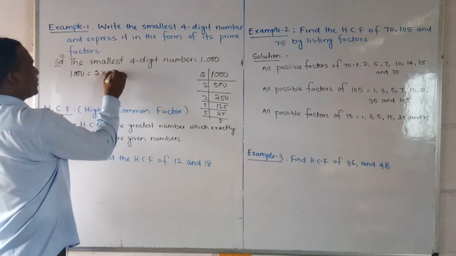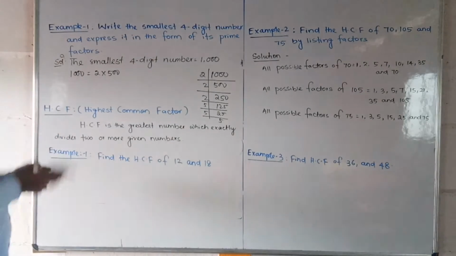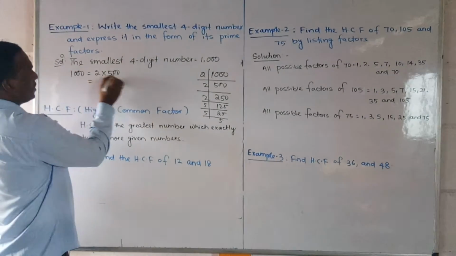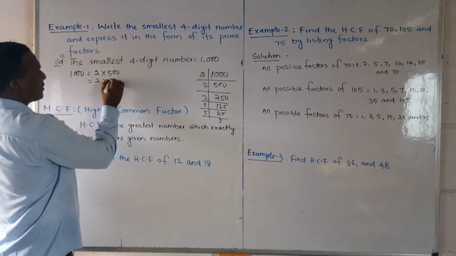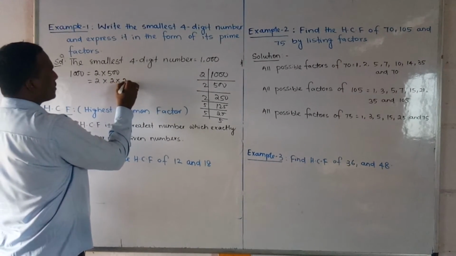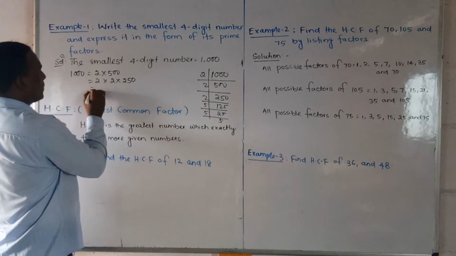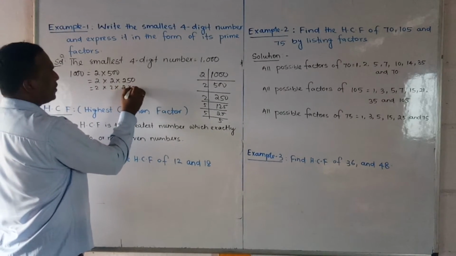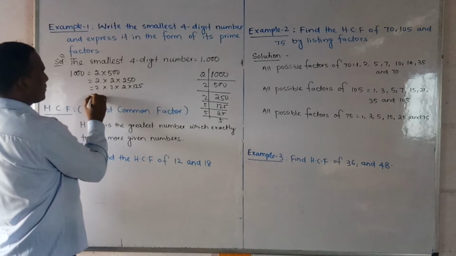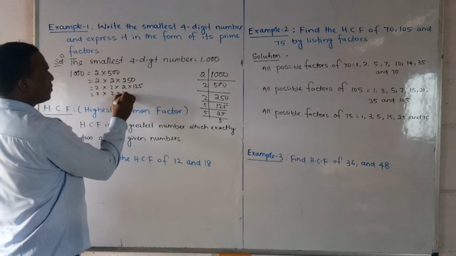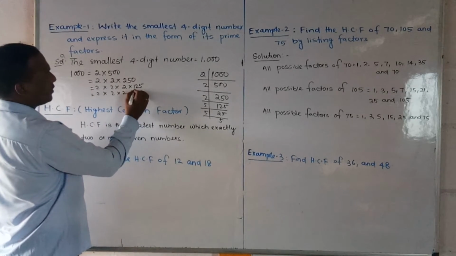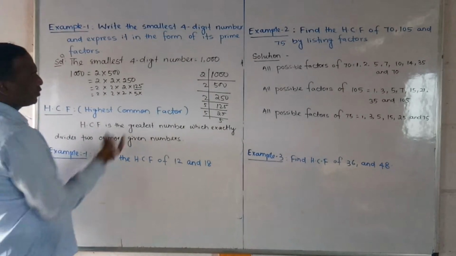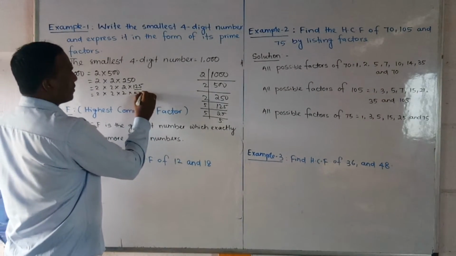2 into 500 we can write, since it is divisible by 2. This 500 we can break into 2 into 250. This we can break into 2 into 2 into 125, so 2 into 2 into 2 up to here. Then this 125 we can break: it is divisible by 5 because it ends with 5, and not divisible by 2. So 5 into 25.